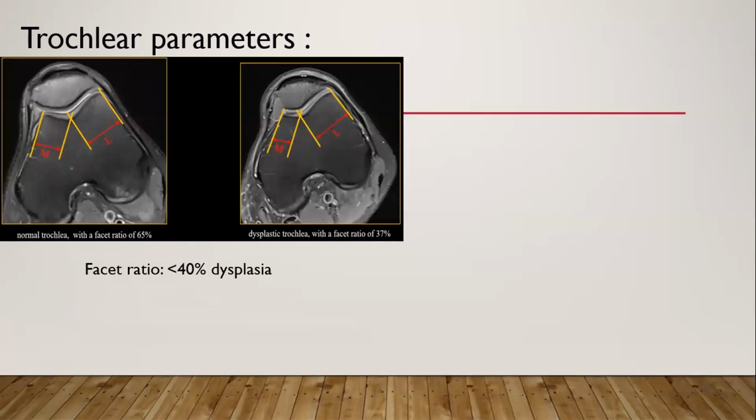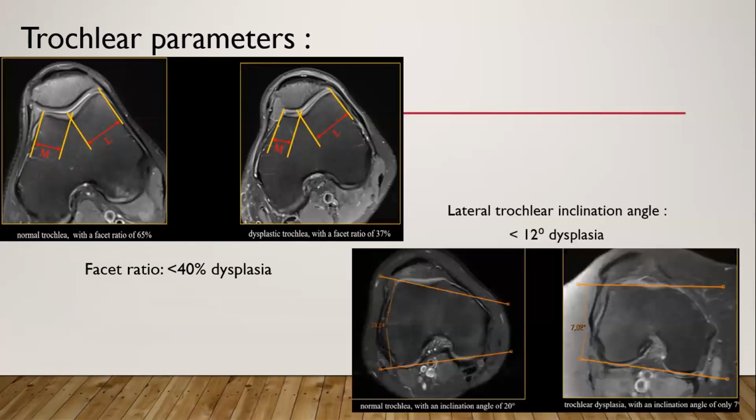Other parameters that can be calculated are the trochlear facet ratio; if it is less than 40%, it is considered dysplasia. And the lateral trochlear inclination angle; if it is less than 12 degrees, then it is considered to be trochlear dysplasia.